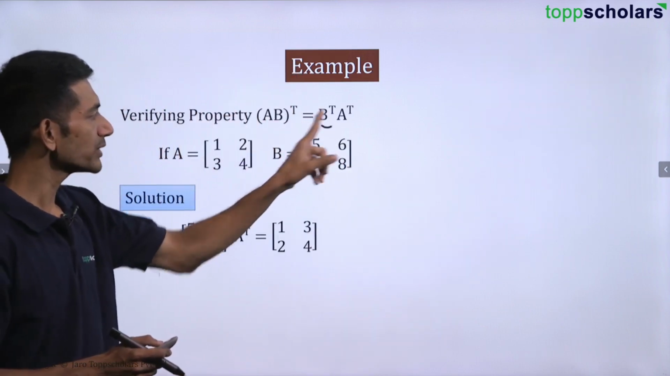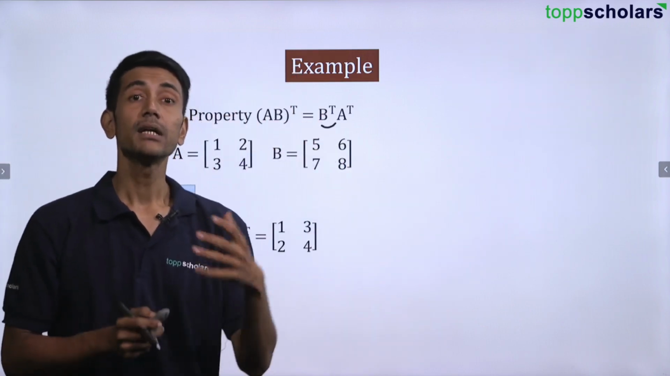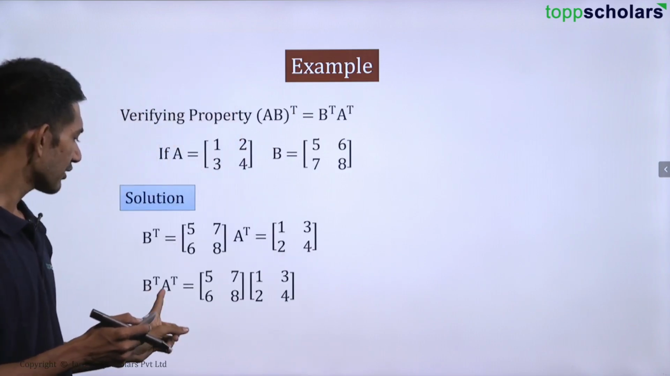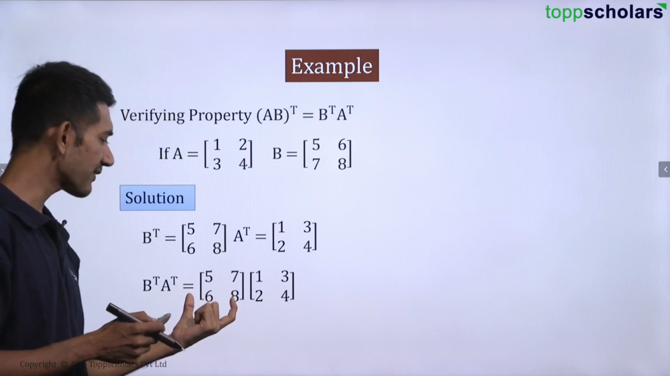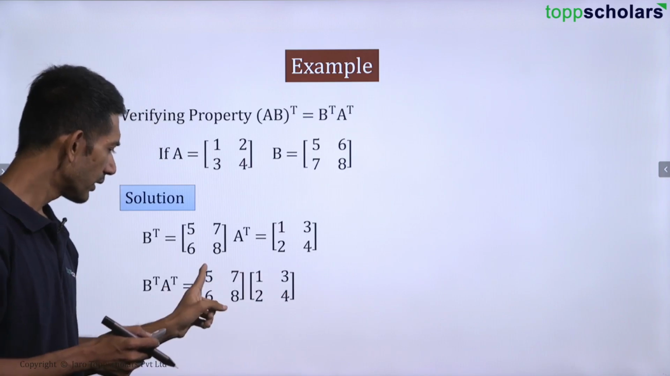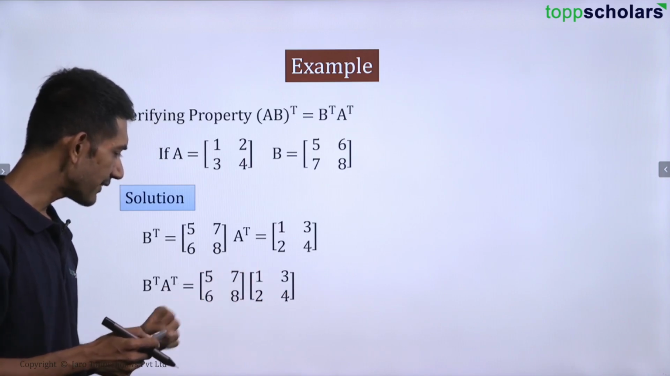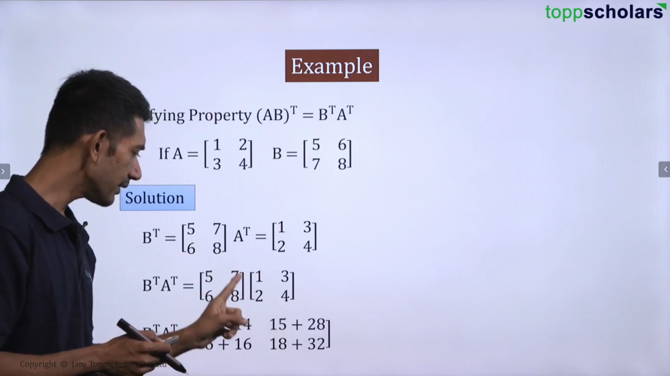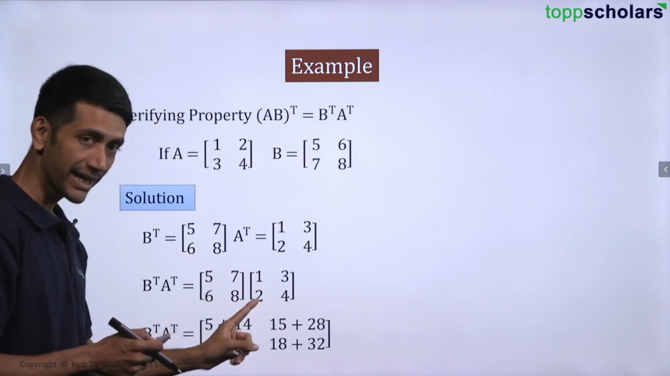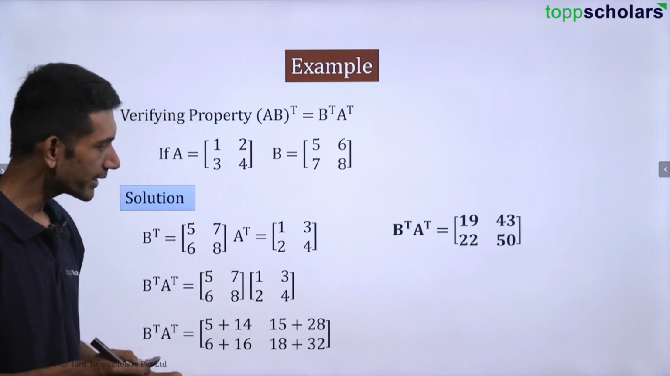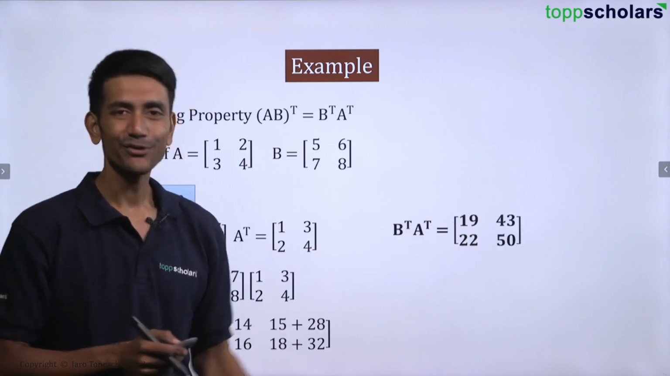Now B transpose A transpose, what is the meaning of that? Meaning is we need to multiply both of them. Let's multiply. So B transpose multiplied by A transpose, that is 5, 6, 7, 8 multiplied by 1, 2, 3, 4, or 1, 3, 2, 4. Now multiply this: 5 1s are 5, 7 2s are 14, 5 3s are 15, 7 4s are 28, 8 2s are 12, 6 3s are 18 and 8 4s are 32. Now see what you are getting, 19, 43, 22, 50.